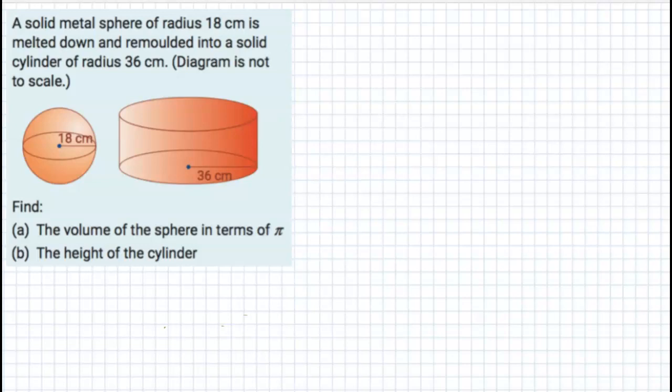And this is the key idea. If you know about one thing and it's being melted down into another object, generally speaking, you start off with the first object, you find out its volume, and since it is going to be equal, you're then able to use that volume amount and work out the unknown dimension. In this instance, the unknown dimension is that height. We'll come to the cylinder in a moment, but for now, just to deal with the sphere first.